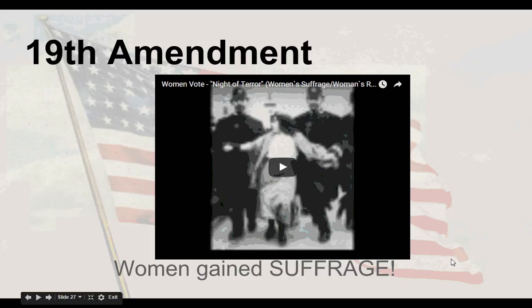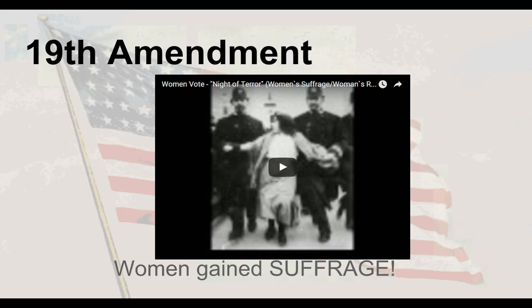The 19th Amendment finally gave women the right to vote, starting in 1919. That's about 50 years after black men were given the right. Women fought hard to get suffrage, or the right to vote. Men were not very nice to the women suffragettes. The shift in social beliefs helped women greatly earn their right.